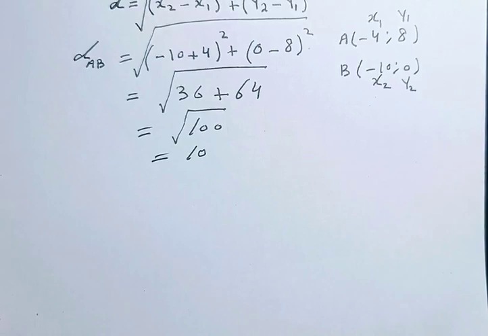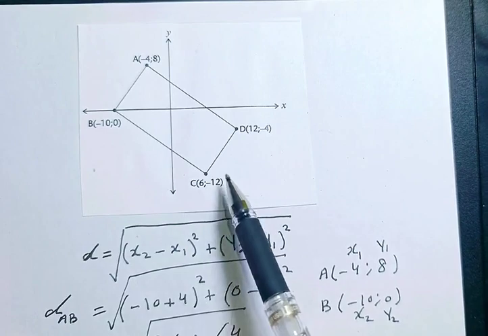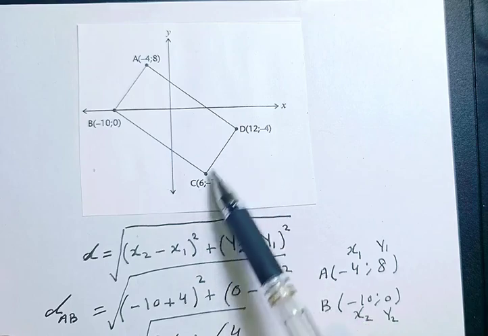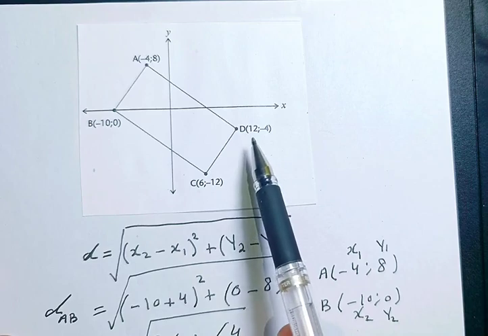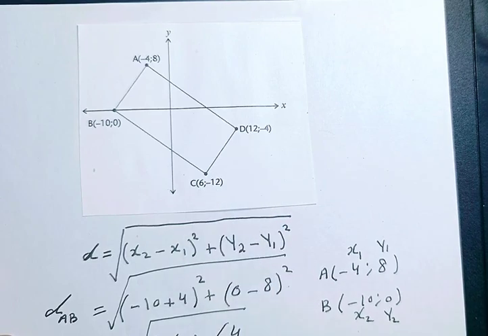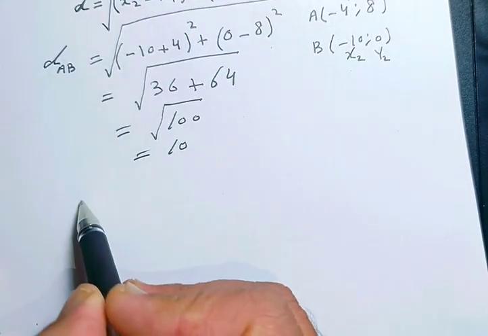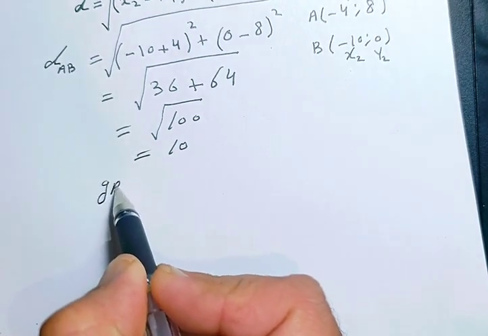The second formula I want to introduce is the gradient formula, the slope. If you need to find the gradient or slope between 2 points, say we need to find the gradient of DC, how do we solve that? So we're going to write the gradient formula. This is the distance formula and this is the gradient formula.